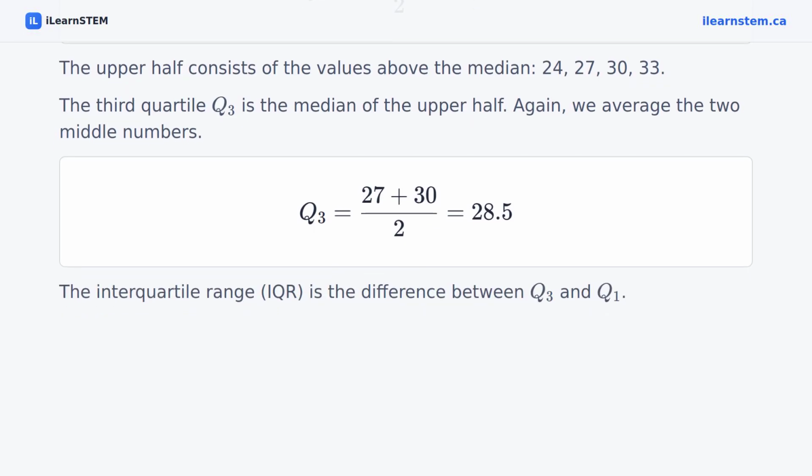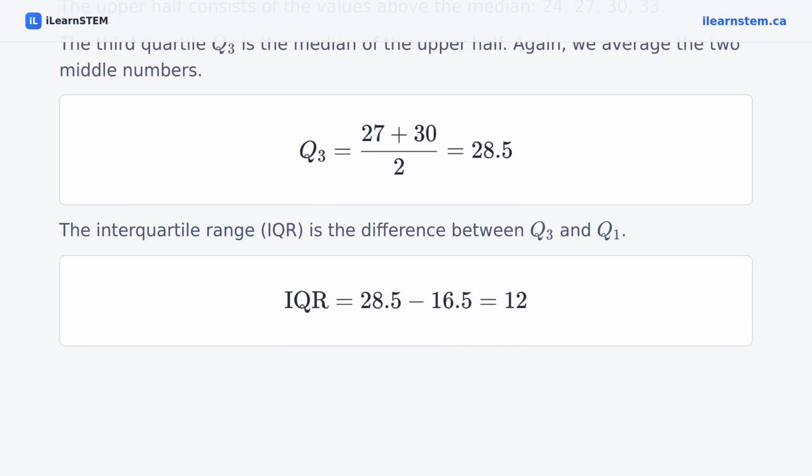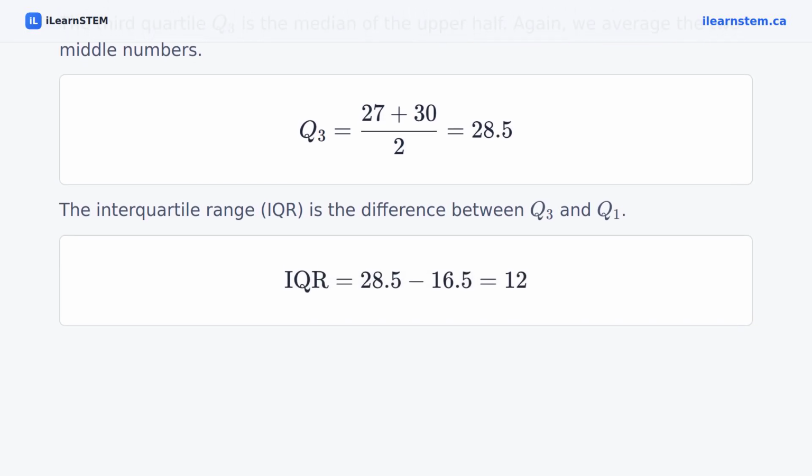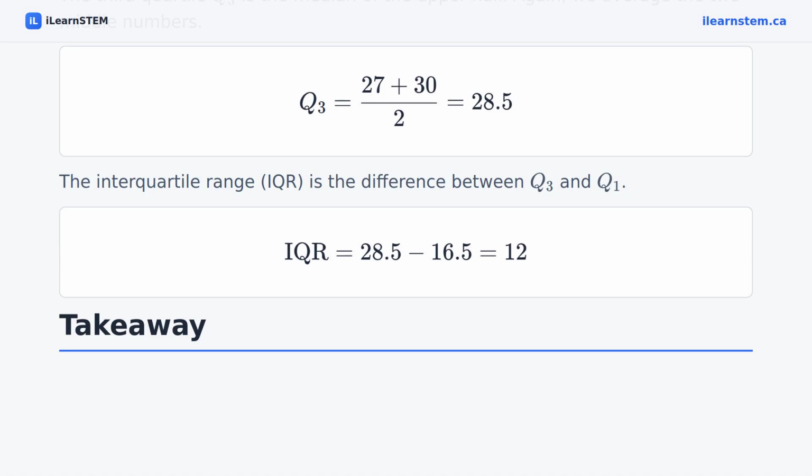The interquartile range is the difference between Q3 and Q1. IQR equals 28.5 minus 16.5, which is 12. To find quartiles, split the ordered data at the median and then find the medians of each half.